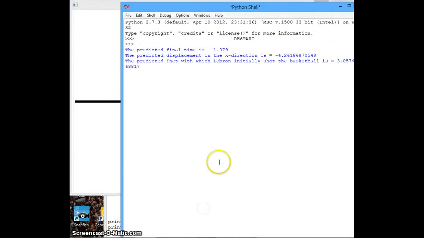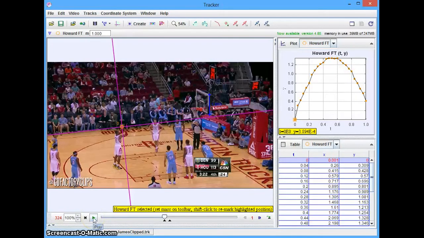As shown here, the VPython model underpredicts the time interval over which the ball travels, the displacement of the basketball, and also the net force with which LeBron shoots. TF should be equal to 1.12 seconds, delta R should be 4.52 meters, and FNet should be 3.20 newtons. An identical approach was taken to analyze Dwight Howard's free throw attempt.